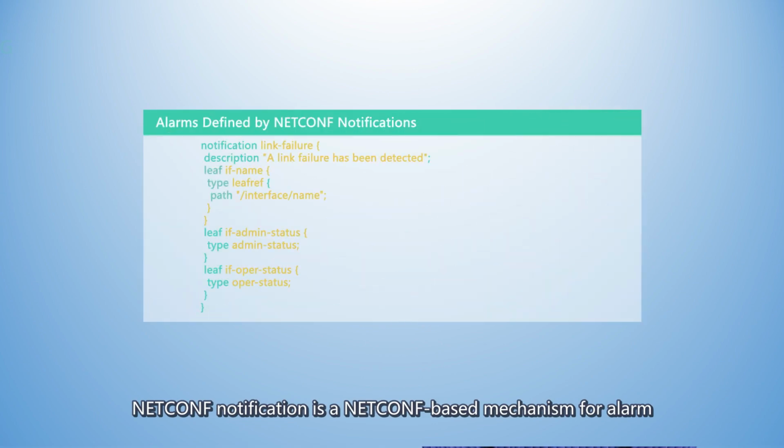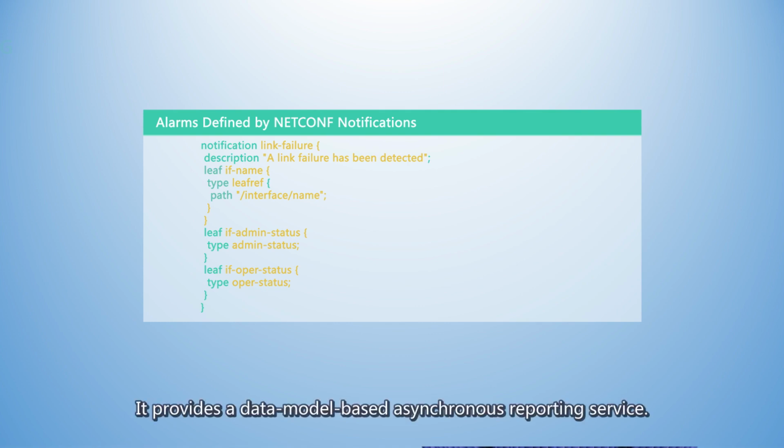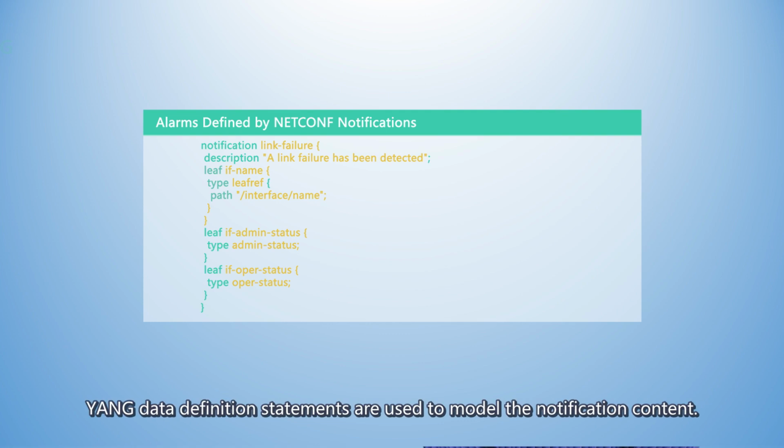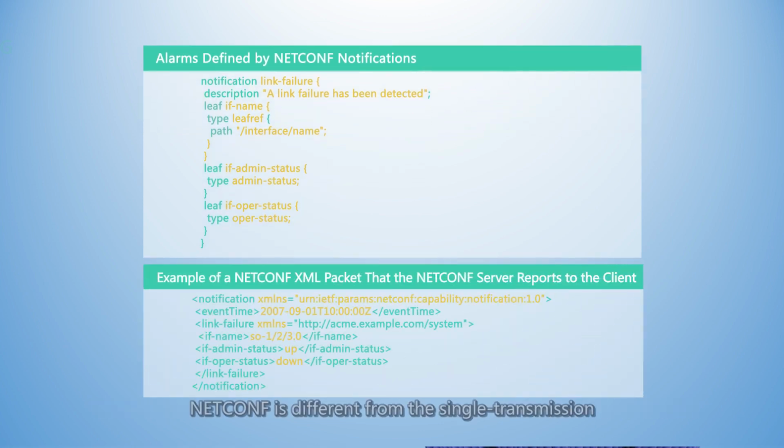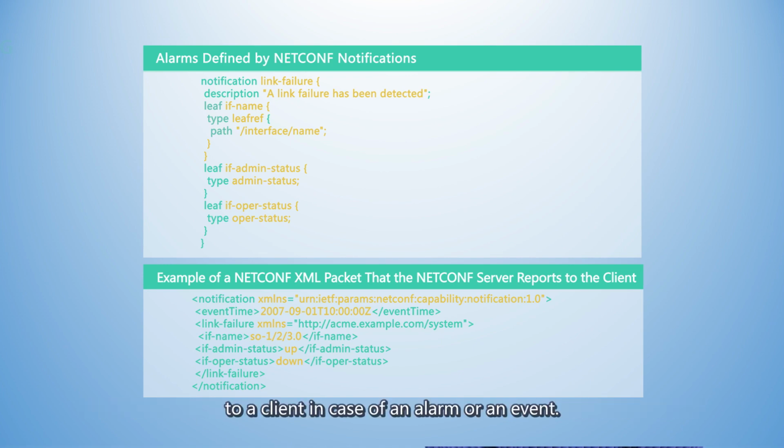NETCONF notification is a NETCONF-based mechanism for alarm and event subscription and reporting. It provides a data model-based asynchronous reporting service. YANG allows the definition of notifications suitable for NETCONF. YANG data definition statements are used to model the notification content. NETCONF is different from the single transmission and single receiving mechanism of RPC packets, which a client uses to query data. NETCONF notifications allow a server to proactively send notification packets to a client in case of an alarm or an event.